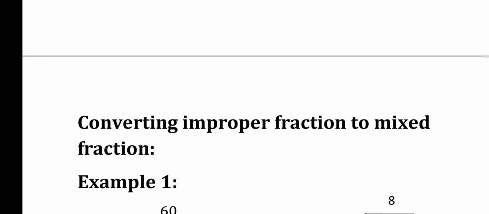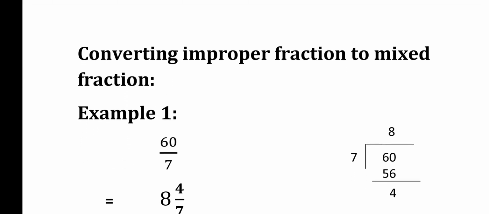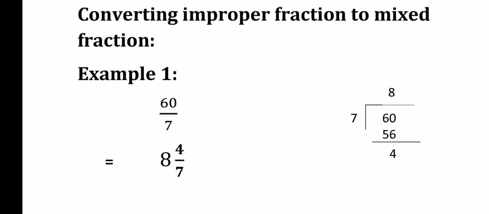Converting improper fraction to mixed fraction. So over here 60 by 7 is the given improper fraction. We have to convert it into a mixed fraction. So here 60 is divided by 7. 7 8s are 56. So 4 is the remainder. So 8 is the quotient which is written over here as an integer. 4 the remainder goes as the numerator, and 7 the divisor goes as the denominator. So 8 4 by 7 is the required mixed fraction.